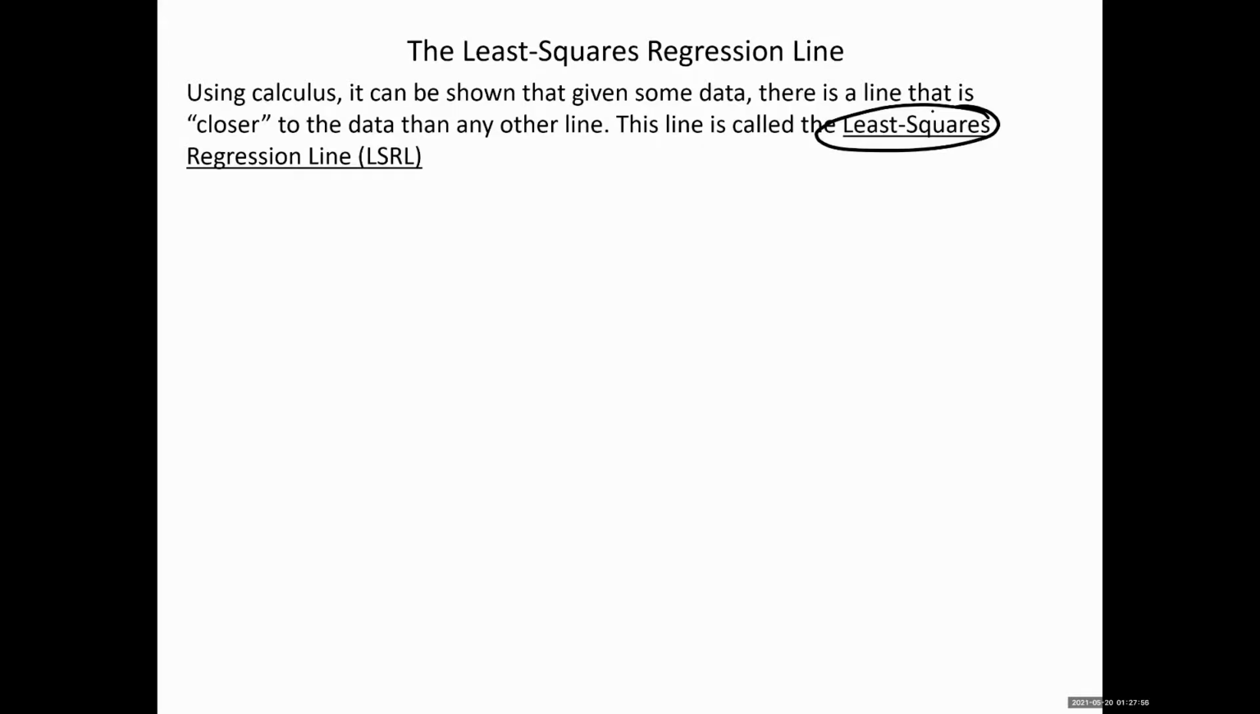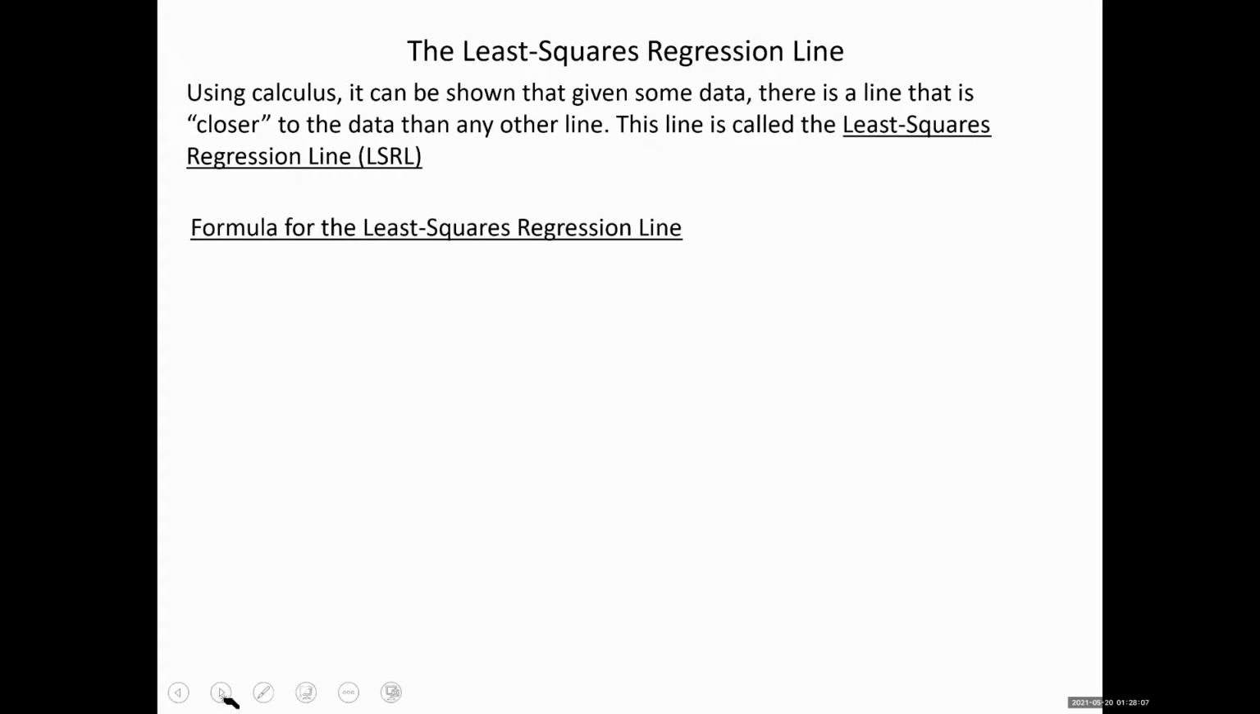Remember how we found the total error? We squared each error and then added them. So that's why it says squares. And then we want the least, the one that has the least of this total error. Okay, so I'm just going to give you the formula now. So what's the formula for it?